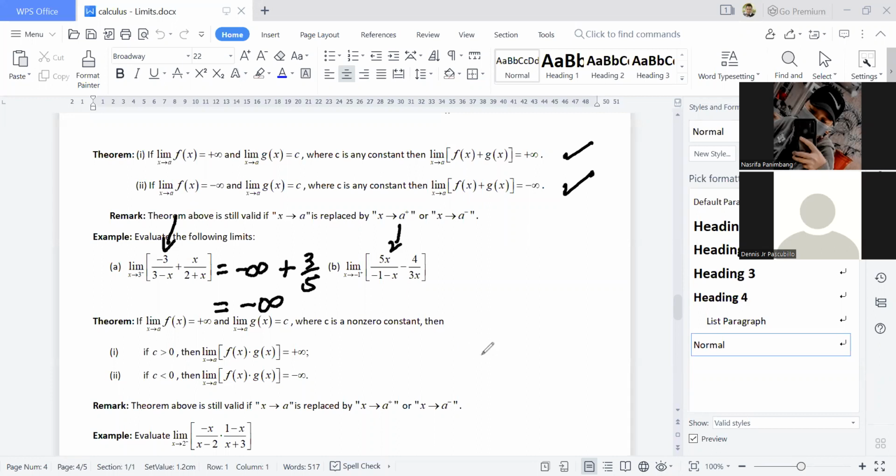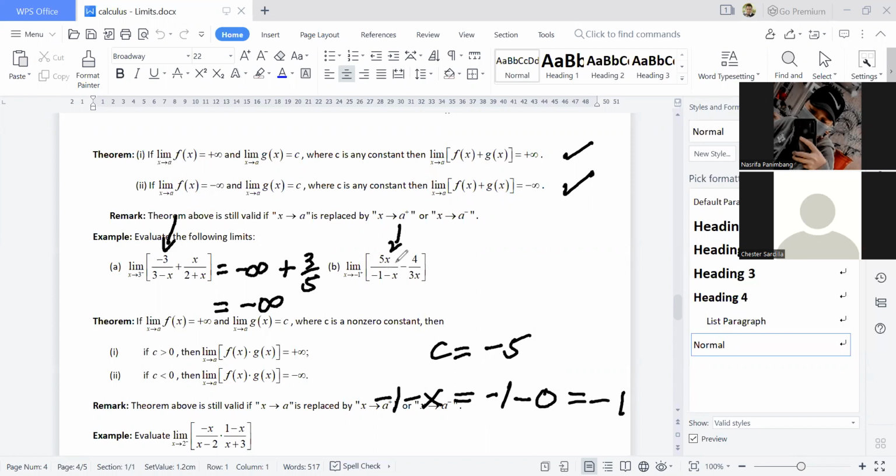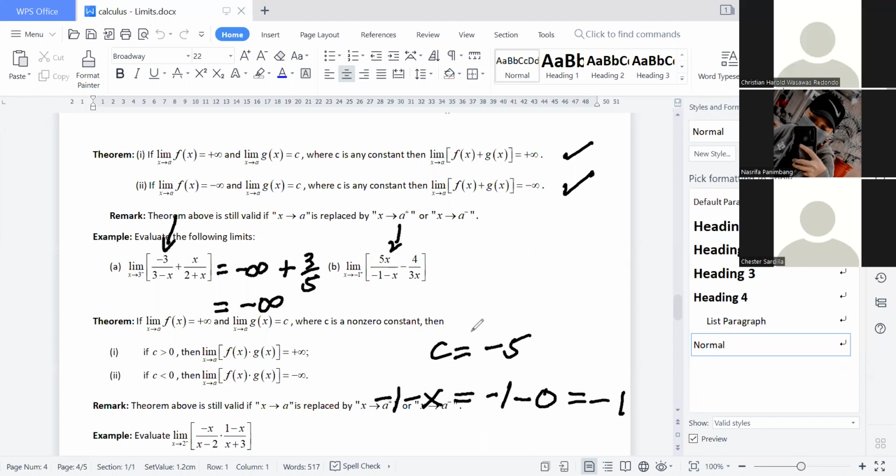Negative 5 over 0, sir. So it is negative 5, your c, right? Yes, sir. 1 minus x, from the right-hand side of 1. What number is on the right-hand side of 1? You can use 0, sir. Or you can have 2. Let us use 0. 1 minus 0... the answer is negative 1. So what's the answer for the limit? Positive infinity, sir. Positive, negative, negative. So it should be positive infinity.